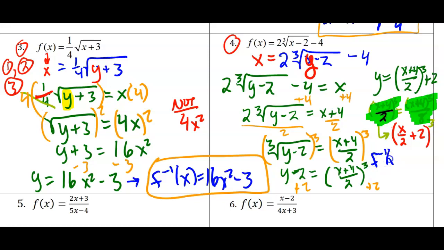f inverse of x equals parentheses x plus 4 over 2 to the third plus 2. And then that is my solution. Okay? All right. The last two are the challenge problems.